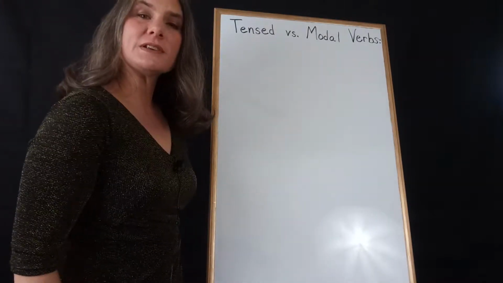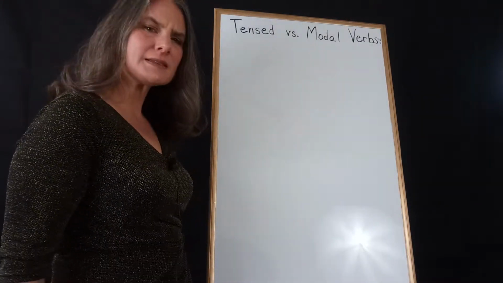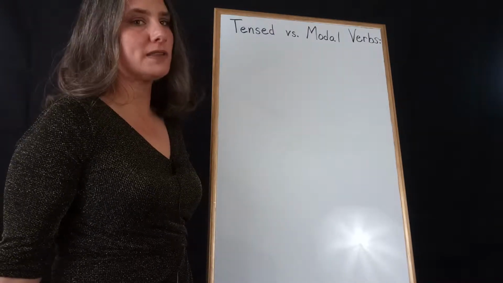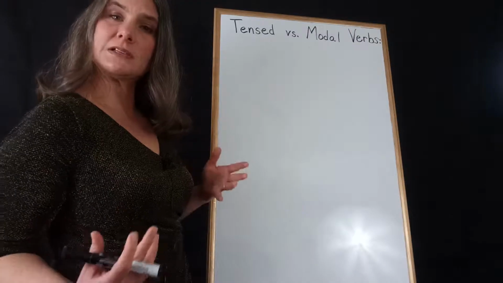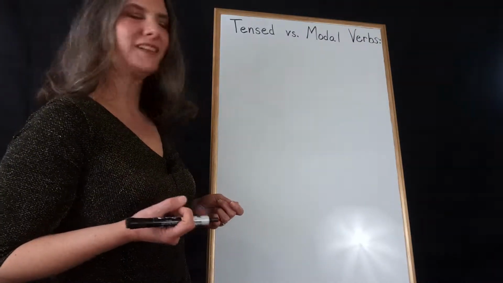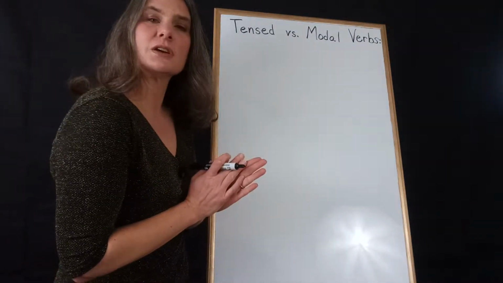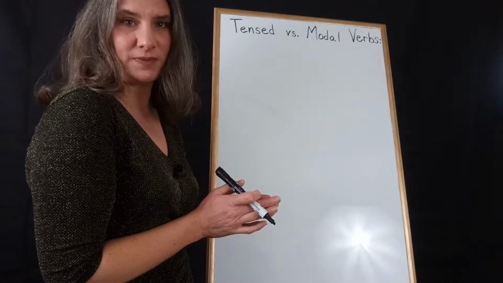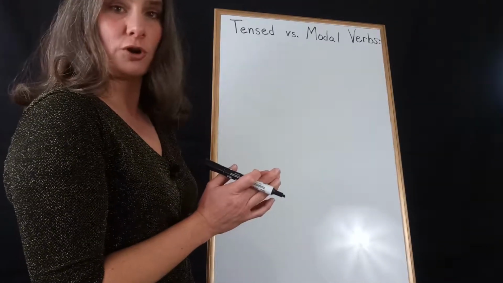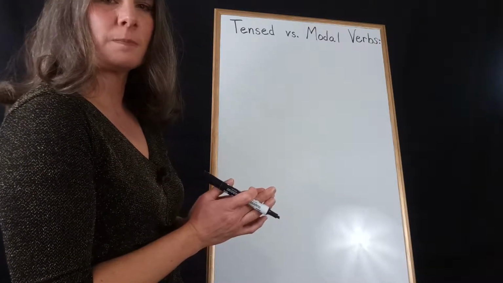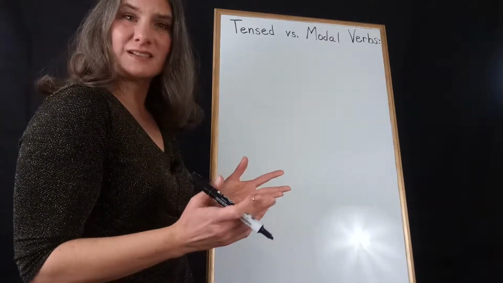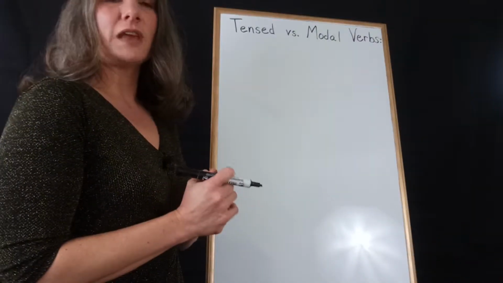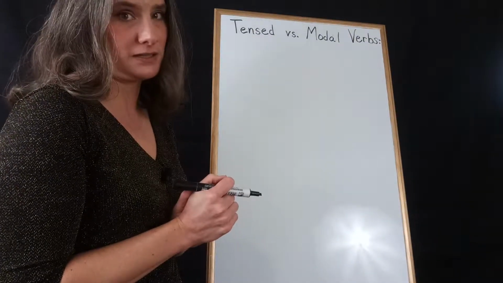Today, I'm going to talk about tensed and modal verbs. You may not know what that means right now, but by the time I'm finished, you will. Okay, so in English, we have two kinds of verbs. Most of our verbs that we use are tensed. They have what we call a tense. They also have an aspect.